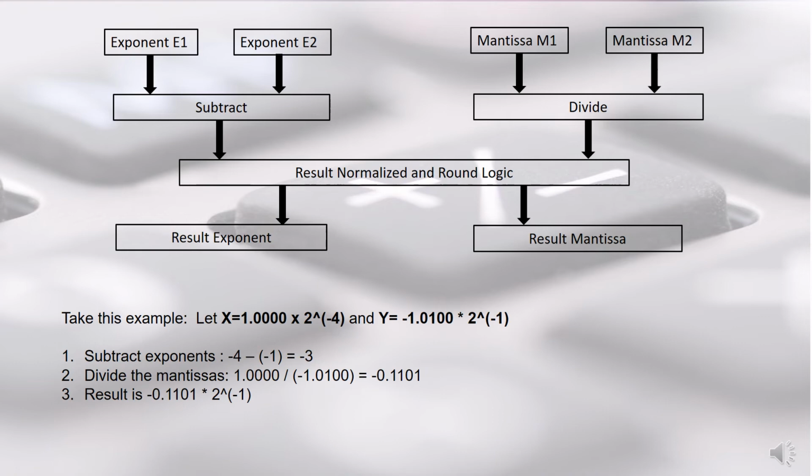Considering x to be equal to 1.000 times 2 to the minus 2 and y to be equal to minus 1.0100 times 2 to the minus 1. So the first step is to subtract e1 and e2. e1 in this case is minus 2, e2 is equal to minus 1, so the exponent is minus 3. And then we need to divide the mantissas. We can divide the mantissas as they are in binary form and give the result in binary form, or we can transfer these mantissas into decimal forms, find the result, and then transfer the quotient into a binary.